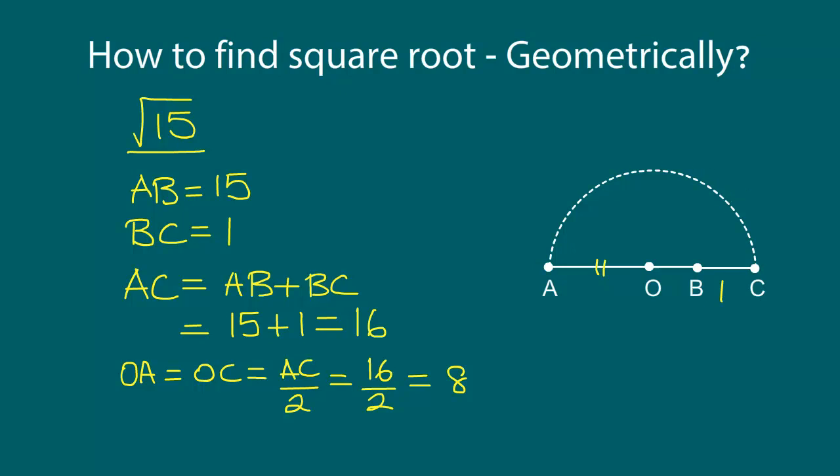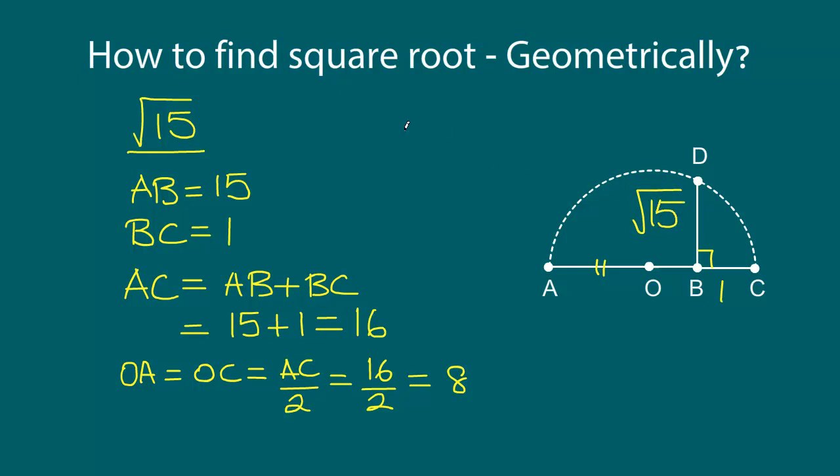So we will get a point, let's call it point D. So BD is such a line which is perpendicular to the line AC through point B. And this intersects the semicircle that we had drawn. So now you will be surprised to know that this length BD is square root 15.